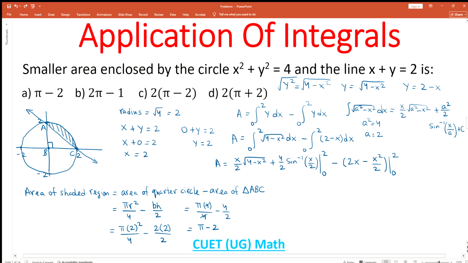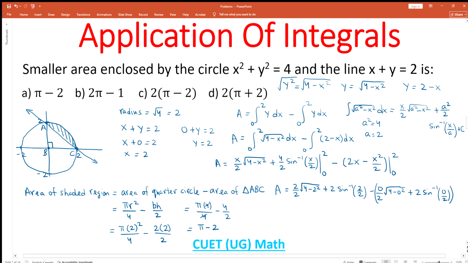Now we can apply the limit. I get 2 over 2 times square root of 4 minus 2 squared plus 4 over 2, which can be reduced to 2, and then sine inverse 2 over 2, minus 0 over 2 times square root of 4 minus 0 squared, plus 2 and then sine inverse 0 over 2.